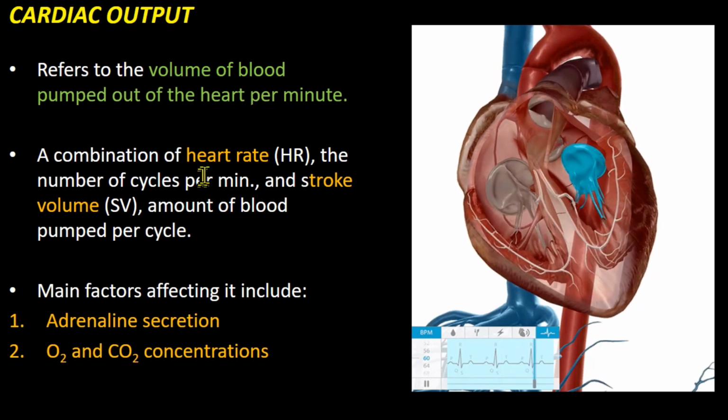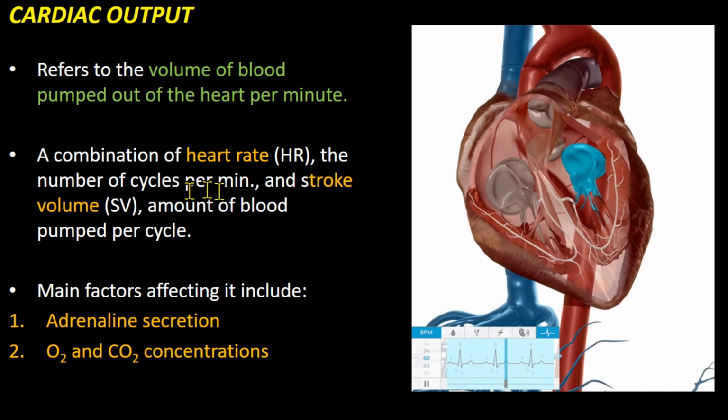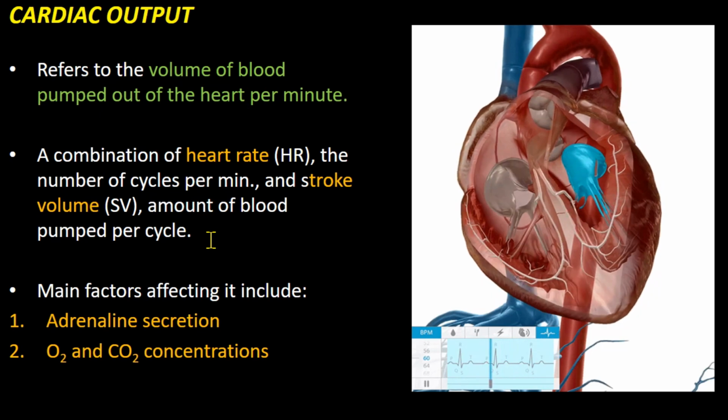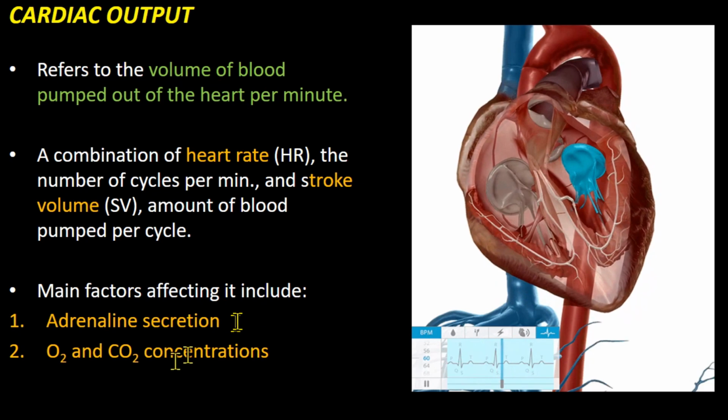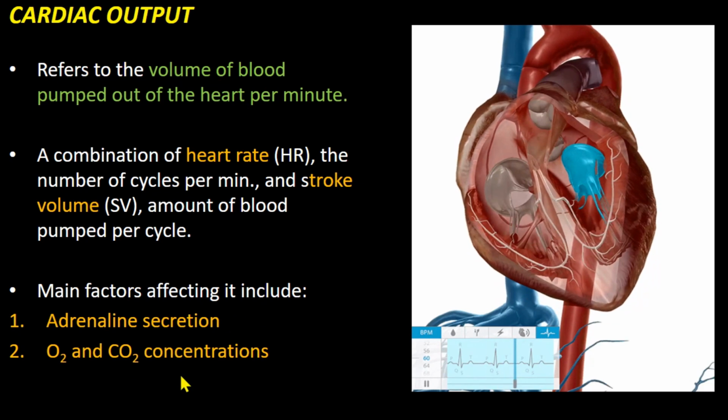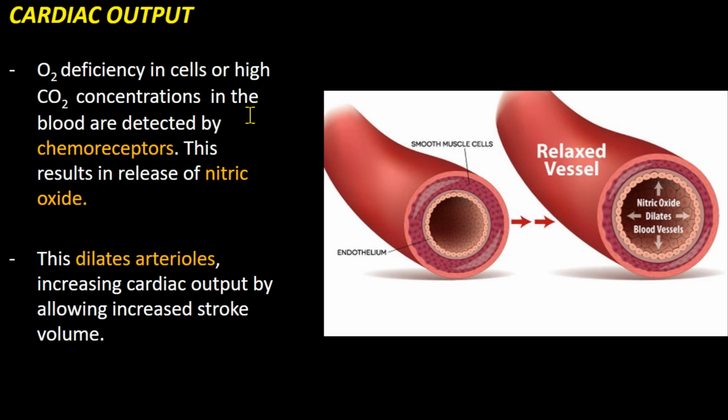This is a combination of the heart rate, which is the number of cycles per minute, and the stroke volume, which is the amount of blood that is pumped out per cycle. The two main factors that affect cardiac output would be adrenaline secretion and the oxygen and CO2 concentrations, basically during exercise or stress.